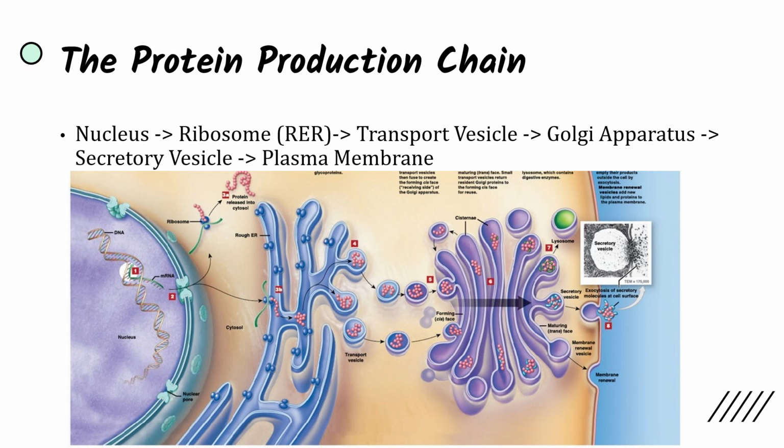And so looking at the protein production chain, or the endomembrane system overall, we're starting from the nucleus that's giving this signal that we need to begin producing a protein, and then within the ribosomes that are bound to the rough endoplasmic reticulum, we're producing that protein. Then a transport vesicle, and we'll talk about vesicles more in depth later, is going to transport the protein over to the Golgi apparatus, where it's going to be modified, and eventually it can be shipped out of the cell through the plasma membrane.